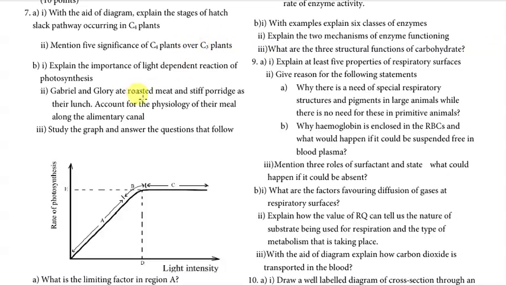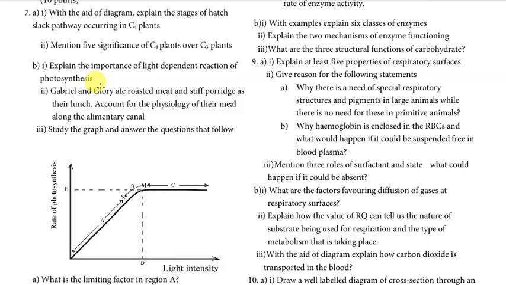B, Roman 1: explain the importance of the light dependent reaction of photosynthesis. Why is the light reaction of photosynthesis important? Roman 2: Gabriel and Glory ate roasted meat and stiff porridge at their lunch. Account for the physiology of their meal along the alimentary canal. Physiology of their meal means you are required to explain the digestion of these meals.